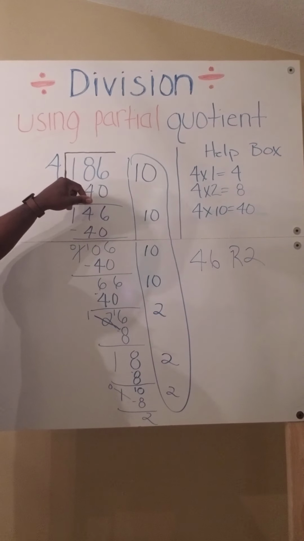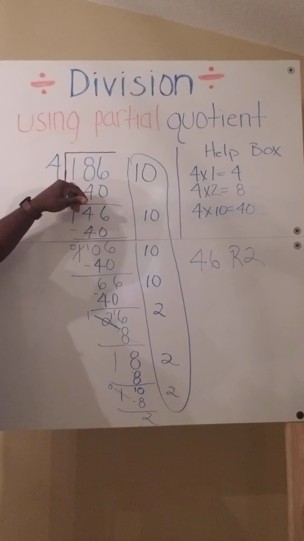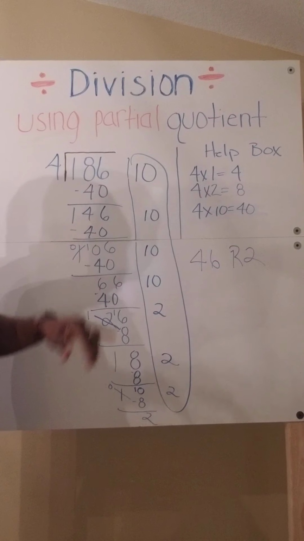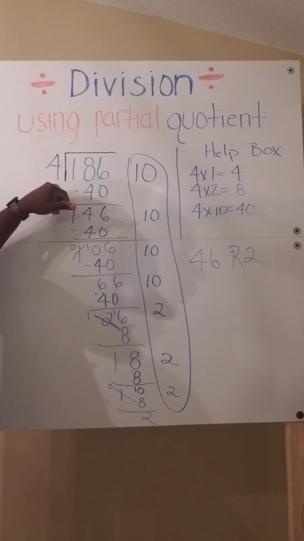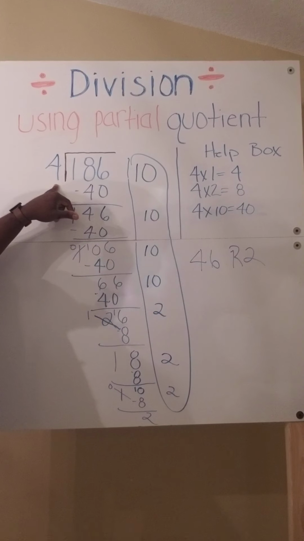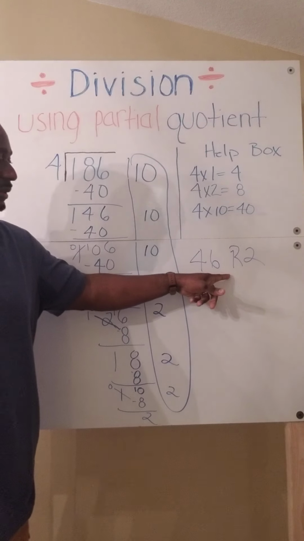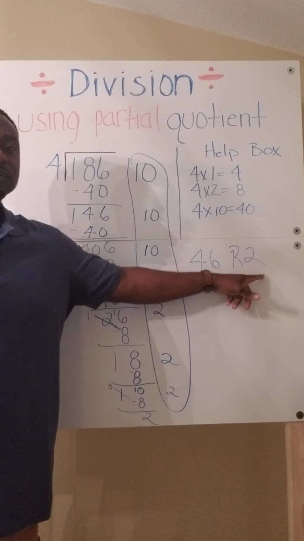So think about it in terms of if I had 186 pieces of candy, and I want to divide that candy amongst 4 friends. How many pieces will each friend get? Equally. Each friend will get 46 pieces equally, and I will have 2 left over.